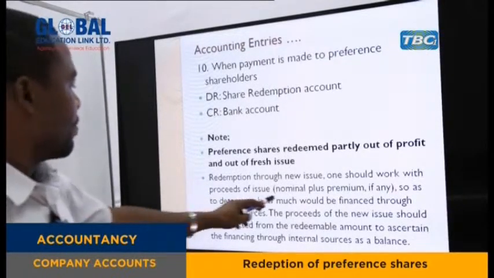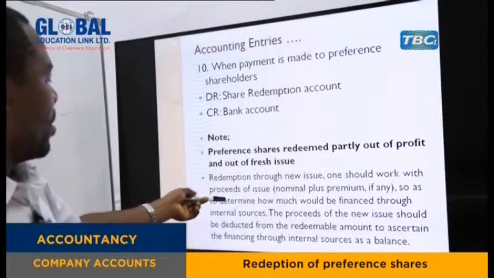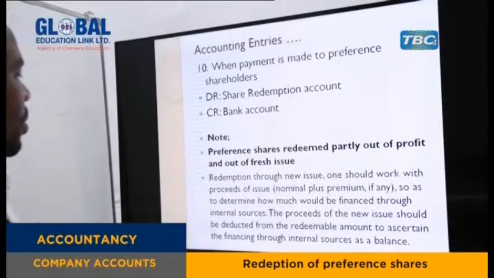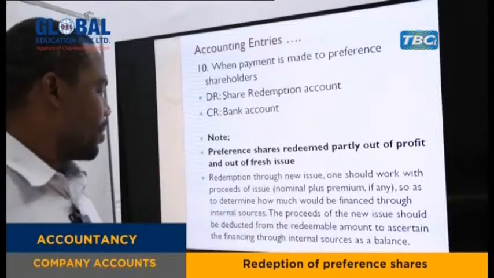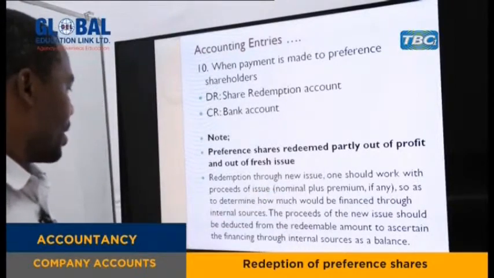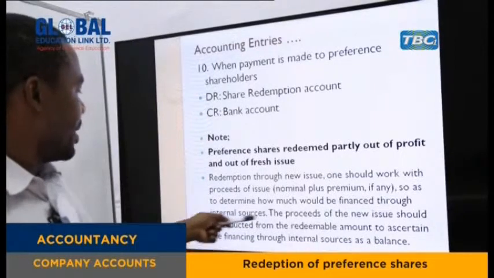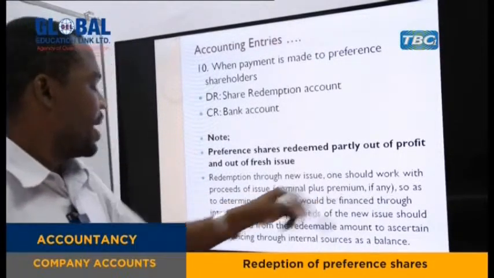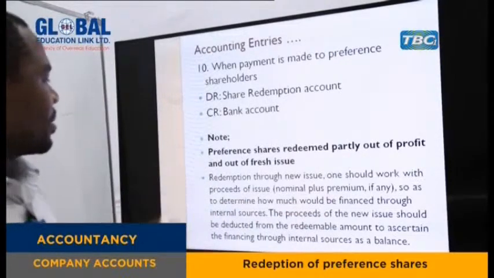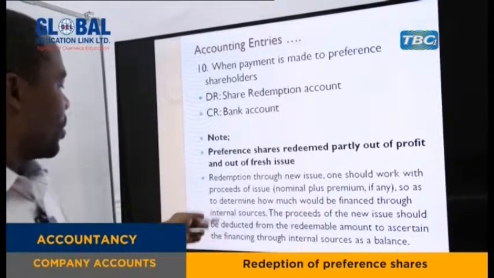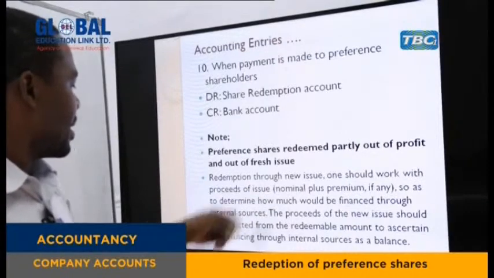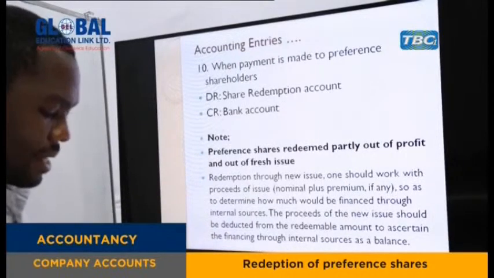There is no need of considering only the nominal value. We consider even the premium, because this premium is just a reserve. So the amount to be taken from internal sources will be the difference between the total nominal plus premium from external sources and the amount required. Then we finance the redemption.